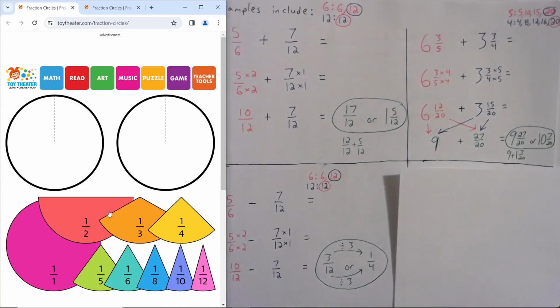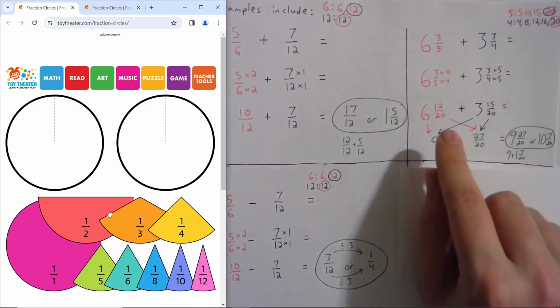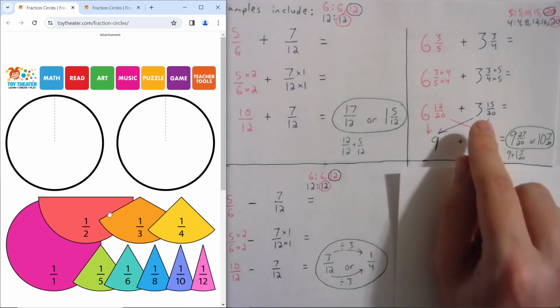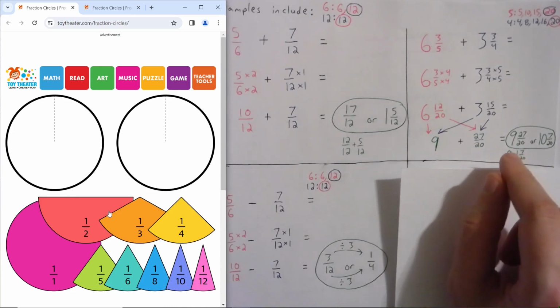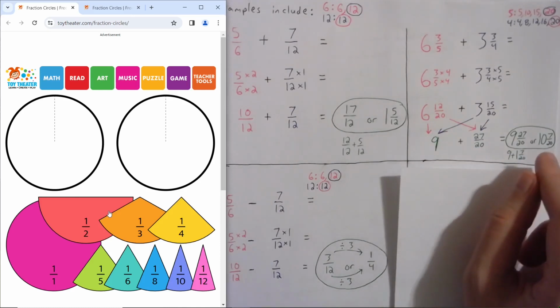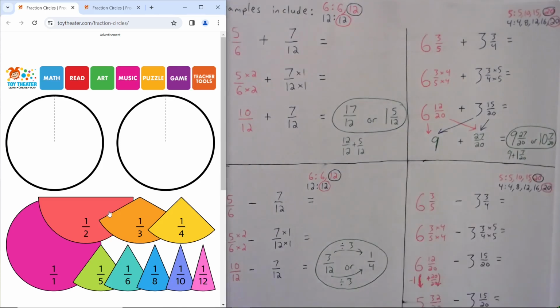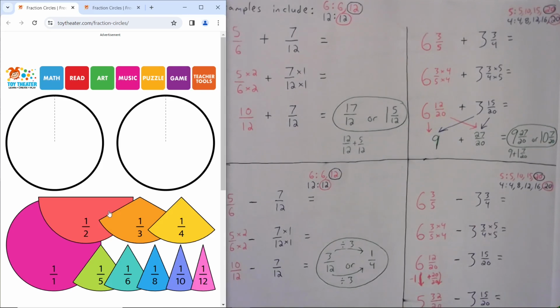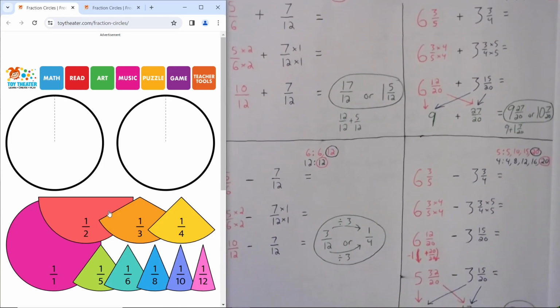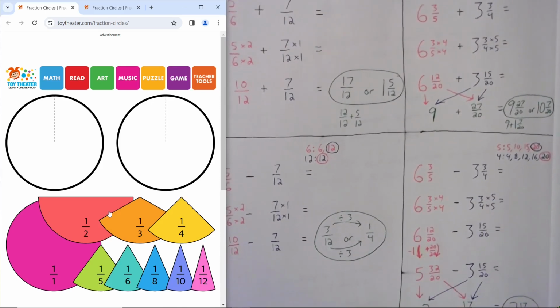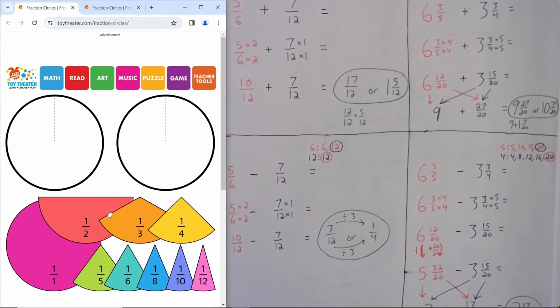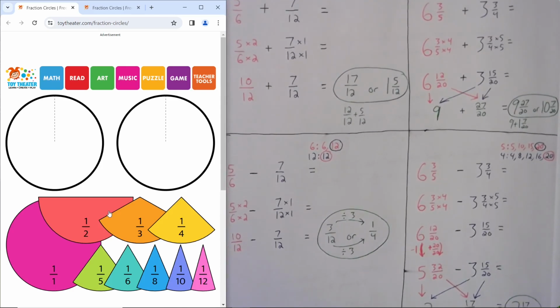So 6 and 3/5 plus 3 and 3/4 is the same as 6 and 12 twentieths plus 3 and 15 twentieths, which is 9 and 27 twentieths, which is 10 and 7 twentieths. Okay, if you need to see that some more, you can pause the video. Otherwise, in a few seconds, I'll move this up so you can see the extent of that other problem.